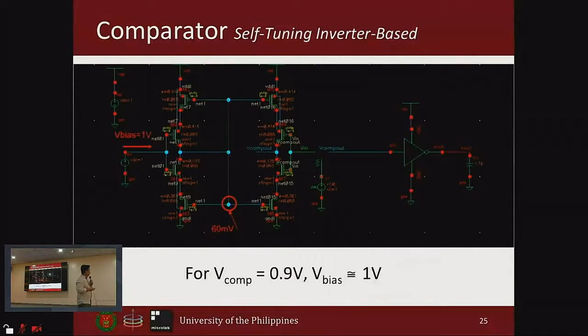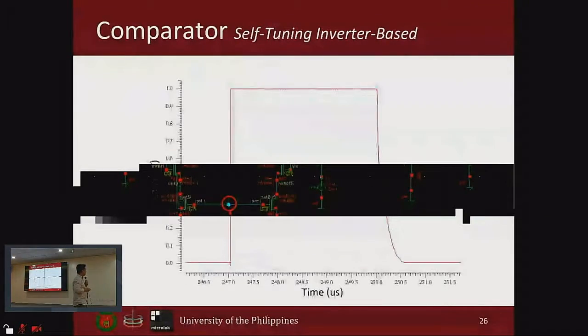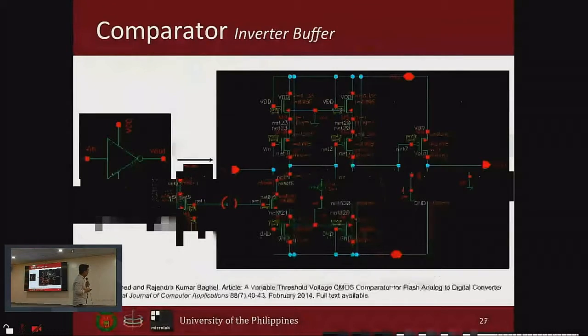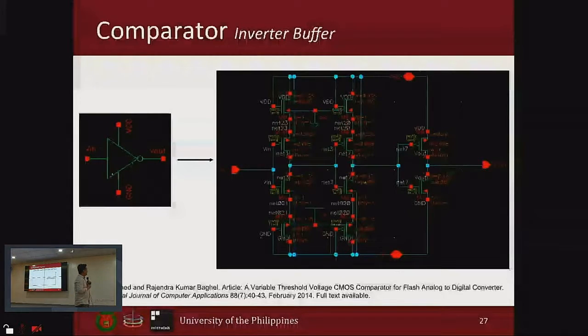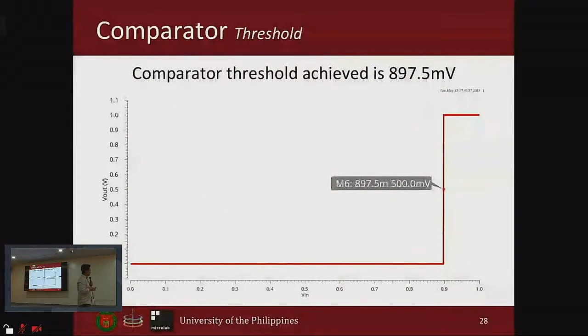So what was done was to put another inverter after the comparator to balance out the rise times and fall times. This is the inverter buffer that was inserted, and this is the comparator threshold that was achieved. It was around 897 millivolts.